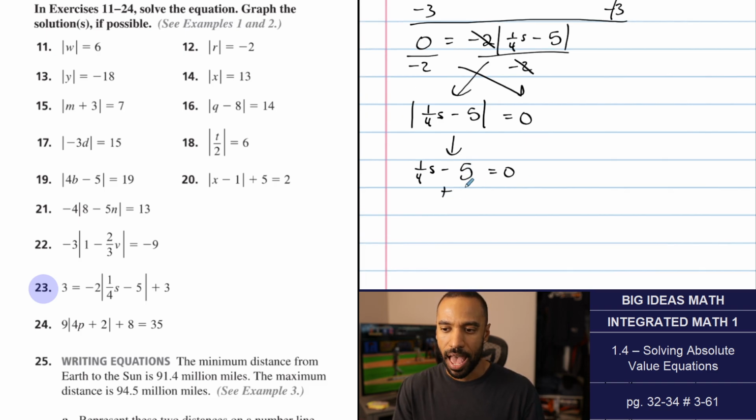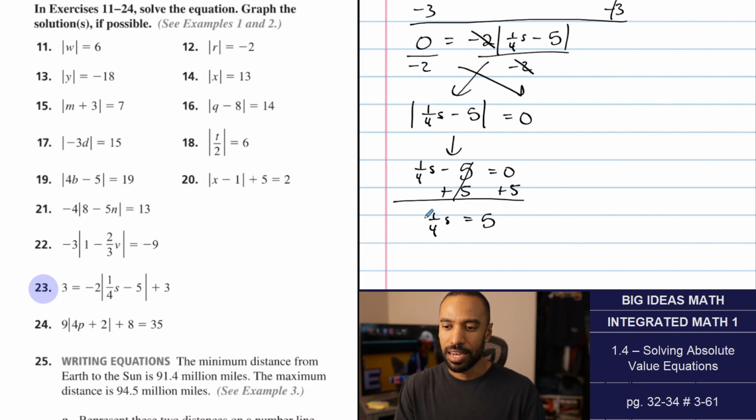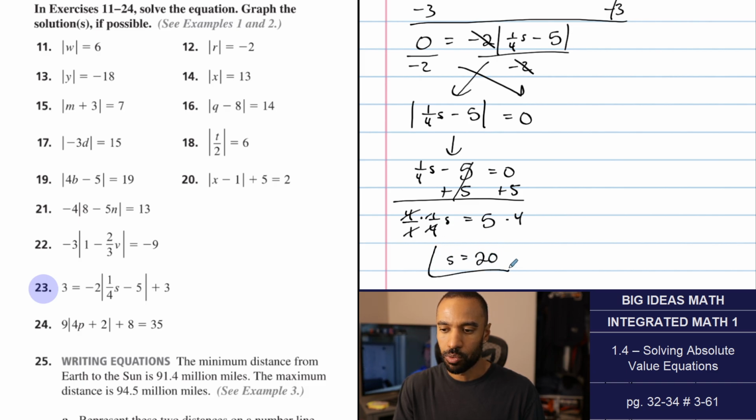And it comes from adding 5 to both sides and then multiplying both sides by 4. The 1/4 means divided by 4, so we're multiplying by 4 over 1, however you want to put it. But 5 times 4 is 20. S equals 20. There's only one option here that s can be, which is 20.